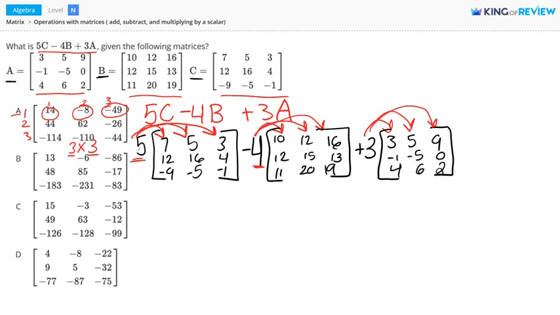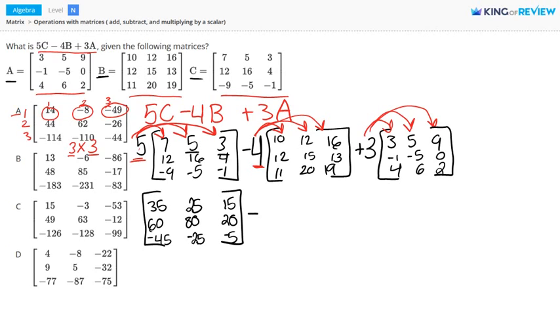So for 5c, what I'm doing now is multiplying the 5 times the 7. This gives me 35. 5 times the 5 is 25. 5 times the 3 gives me 15. Now for row 2, 5 times 12 is 60. 5 times 16 is 80. 5 times 4 is 20. And for the third row, 5 times -9 gives us -45. Then we have -25 and -5.